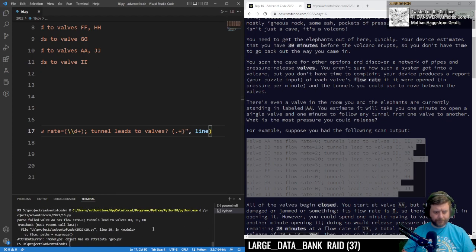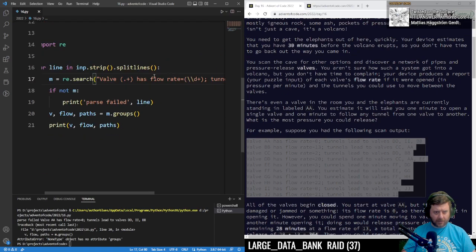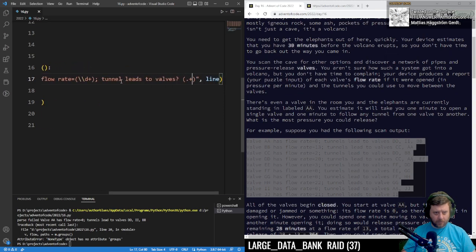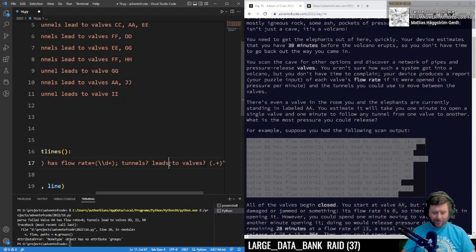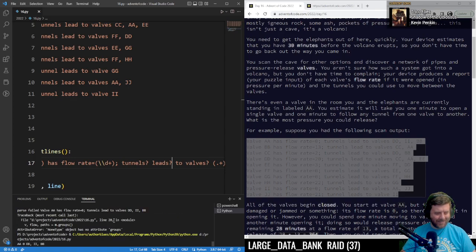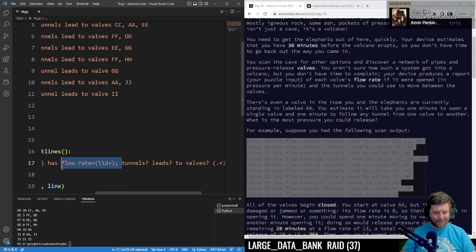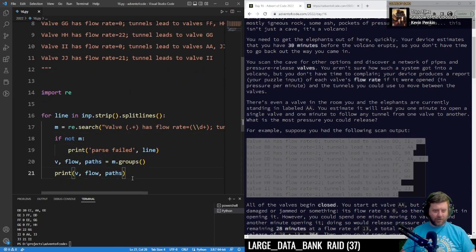Do you not like? Some of these just say tunnel and some of them say tunnels. The tunnels leads to valves. Shut up. Regular expressions are great. Who says they're not?